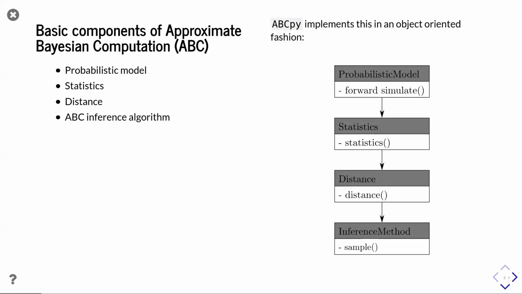With ABCpy, we implement this kind of structure in an object-oriented fashion. For people who are familiar with R, as four classes, this is basically the same logic as the R S4 classes. So with ABCpy, you have objects of the type probabilistic model, which implement a forward simulate method, which allows to generate simulations from the model. Then you have objects of the type statistics and distance, which have a method called statistics and distance. And finally, the algorithms are implemented in objects of the type inference method. And these objects have a sample method, which allows to perform the inference itself.